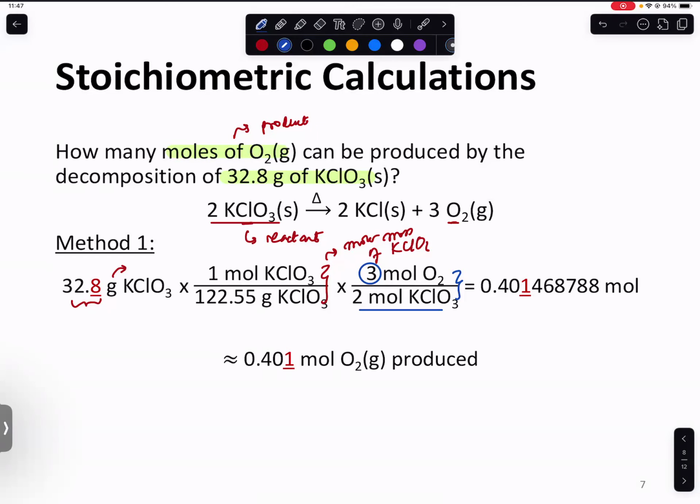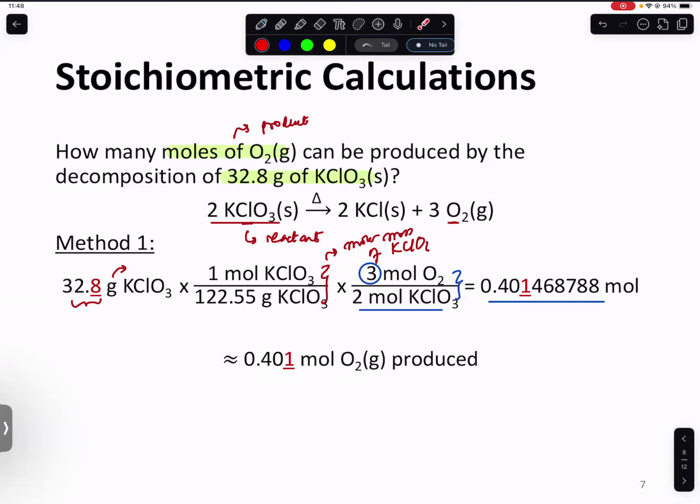Okay, and finally, I can see here that I ended up with moles of oxygen. Now again, since the lowest number of sig figs is 3, which I highlighted here, it should be 0.401 moles of oxygen produced. Another thing you want to note, this applies to any dimensional analysis calculation, that whatever you're asked to determine in the question should always be on top.